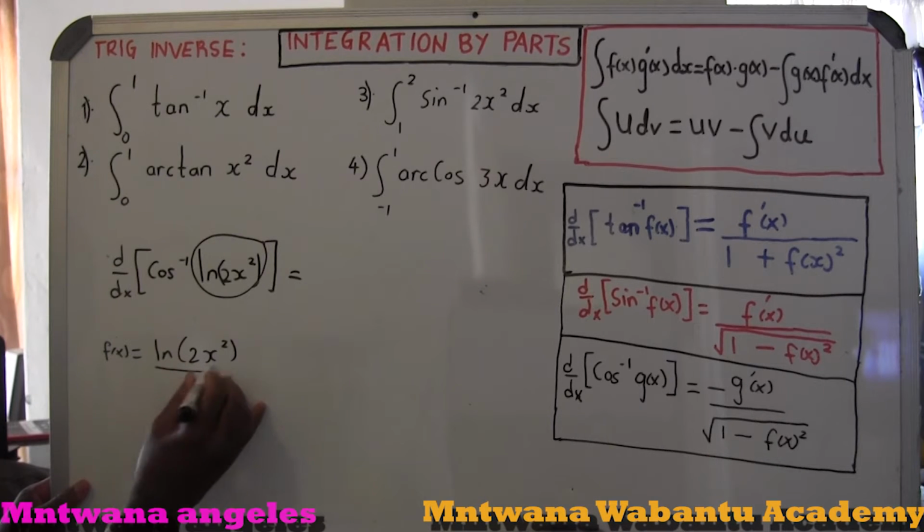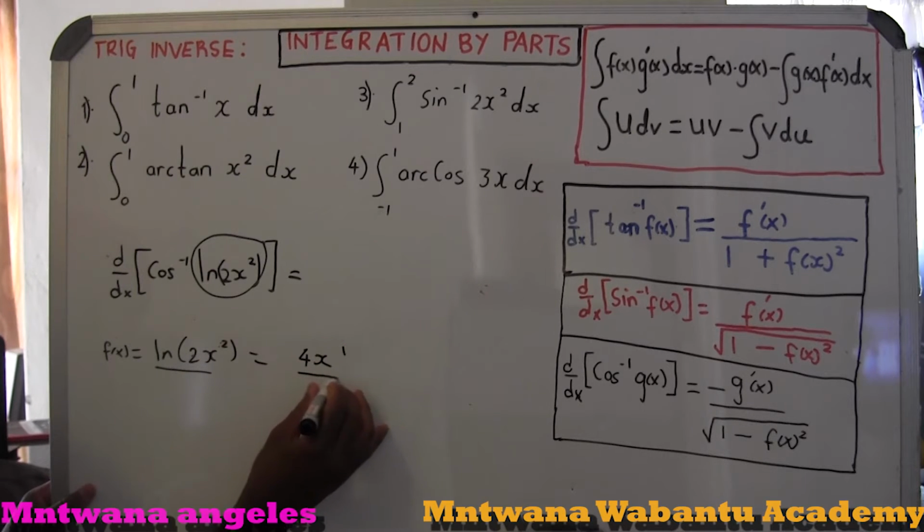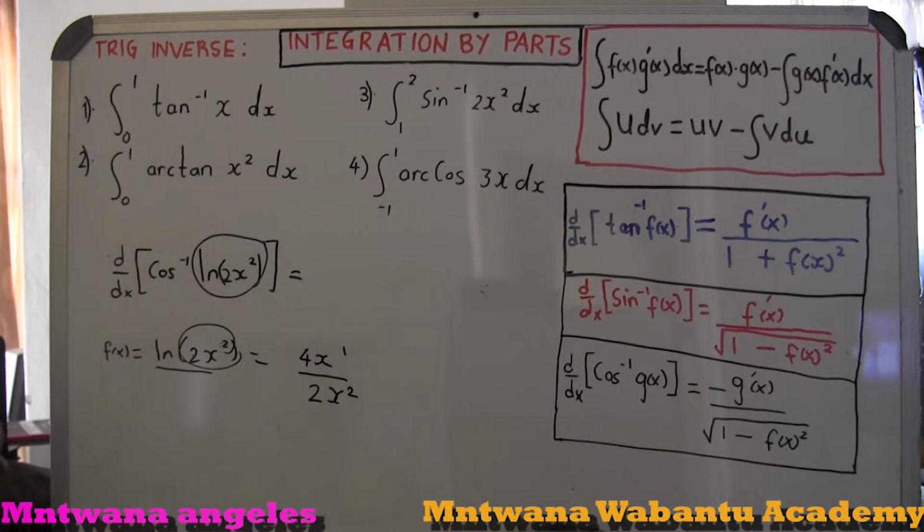So how do you differentiate ln? This is going to be 4x, and then 2 minus 1 equals 1, and then over exactly the way it is, 2x squared. That's how you differentiate ln.